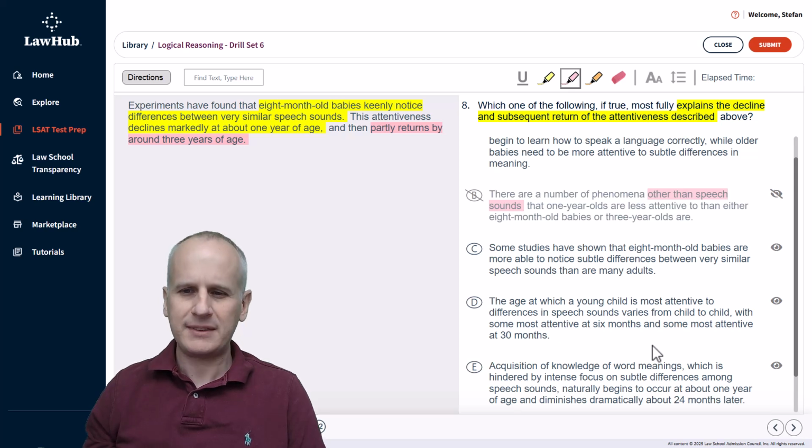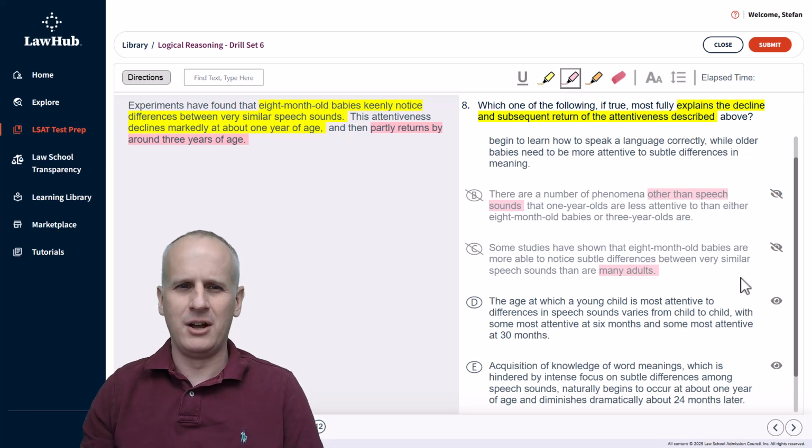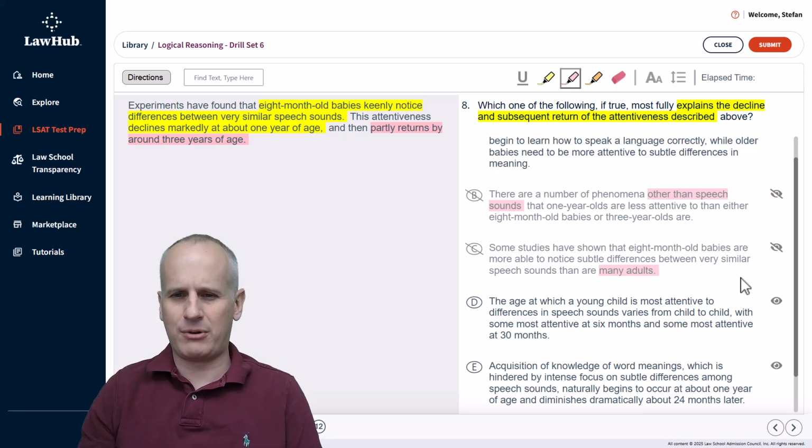Next, choice C. Some studies have shown that 8-month-old babies are more able to notice subtle differences between very similar speech sounds than are many adults. Adults? Well, we're talking about babies around 1 year of age versus 3 years of age. So adults, we'd need a ton of extra information to relate them to these ages of toddlers. So C should be eliminated almost immediately for that incorrect variable.